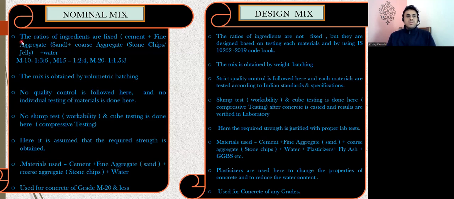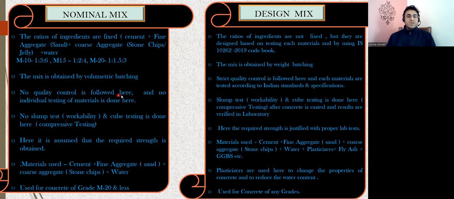Coming to the nominal mix, the ratio of ingredients are fixed, like cement, fine aggregate and coarse aggregate plus water, everything is fixed here. In the design mix, the ratio of ingredients are not fixed, but they are got with the help of a mix design using the code book IS 10262:2019, which is the new code book we have. The mix is obtained by volumetric batching, but here the mix is obtained by weigh batching.